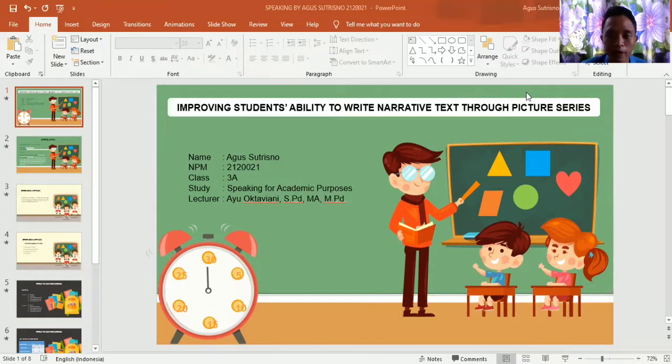Let me introduce myself. My name is Agus Sutrisno. My NPM is 2120021. I'm from class 3A.